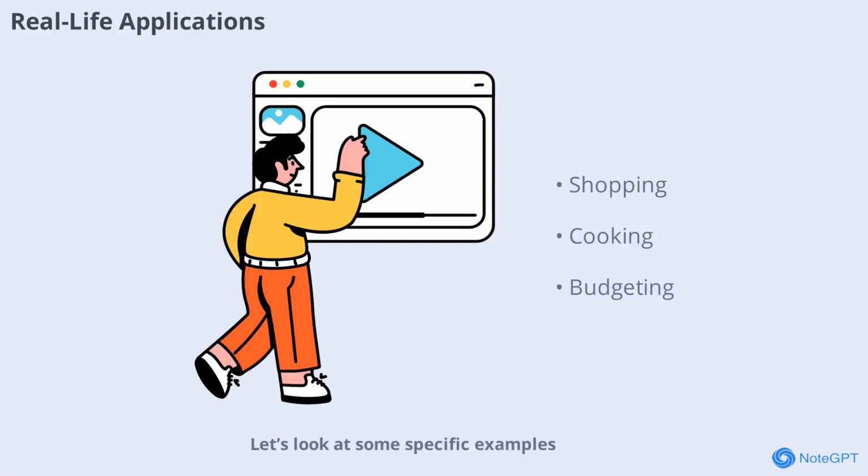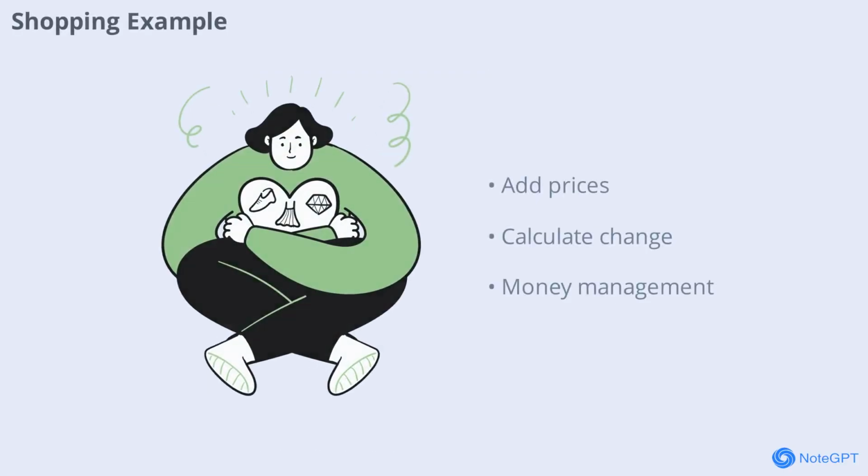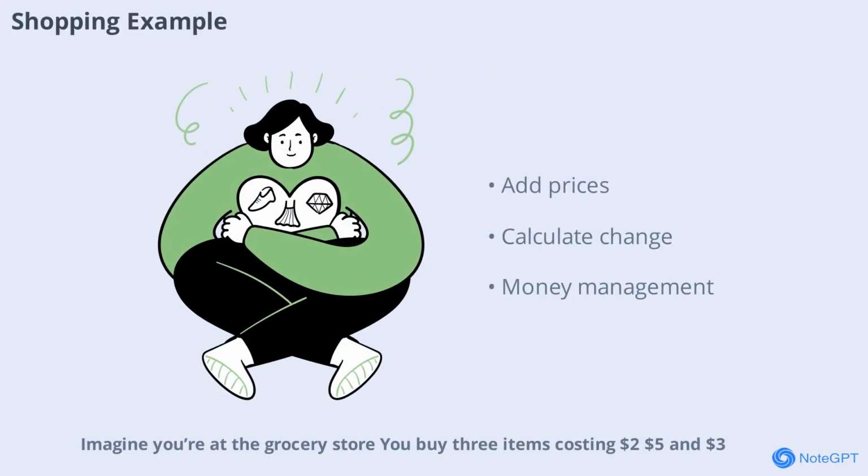Let's look at some specific examples. Imagine you're at the grocery store. You buy 3 items costing $2, $5, and $3. You use addition: 2 plus 5 plus 3 equals 10. If you pay with a $20 bill, you subtract: 20 minus 10 equals 10, so you get $10 in change. Arithmetic operators make these calculations quick and easy, helping you manage your money wisely.